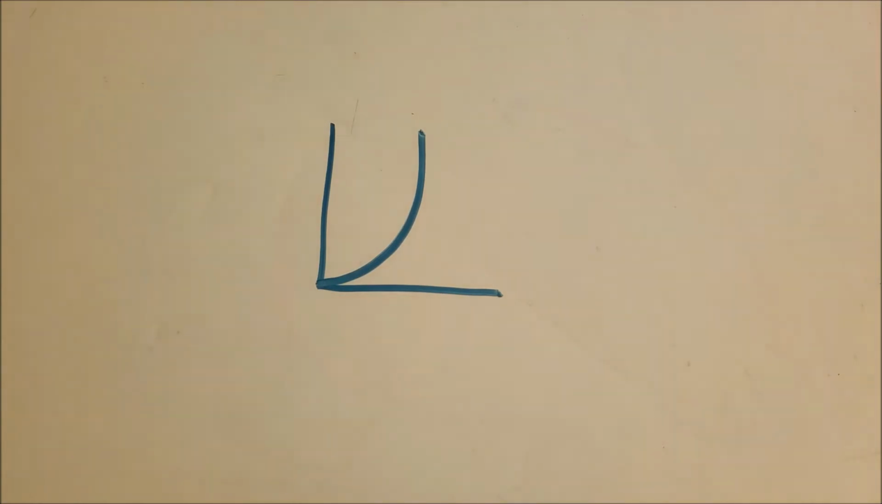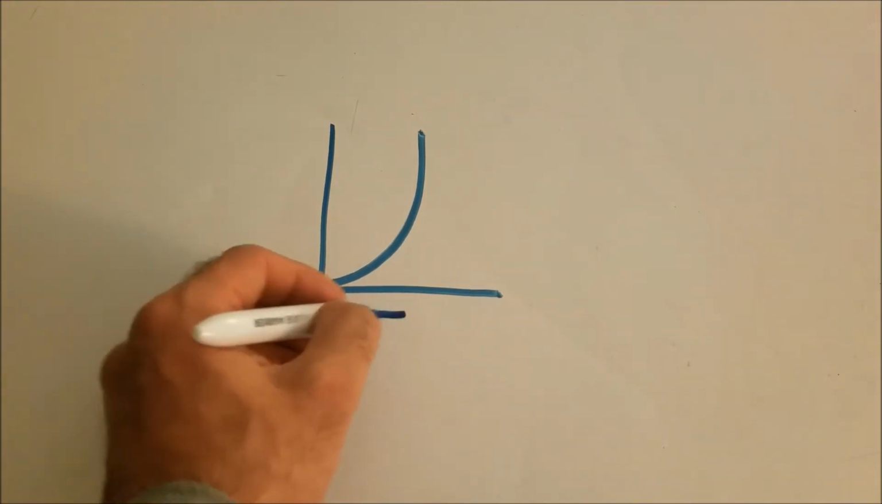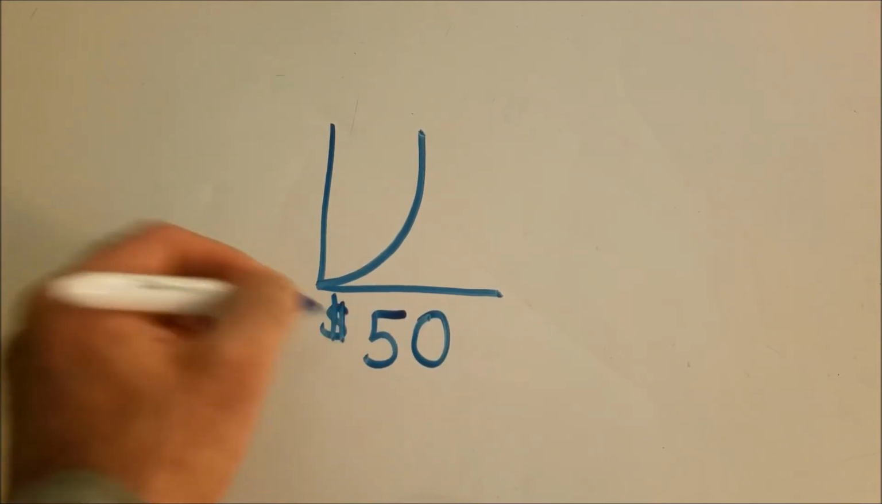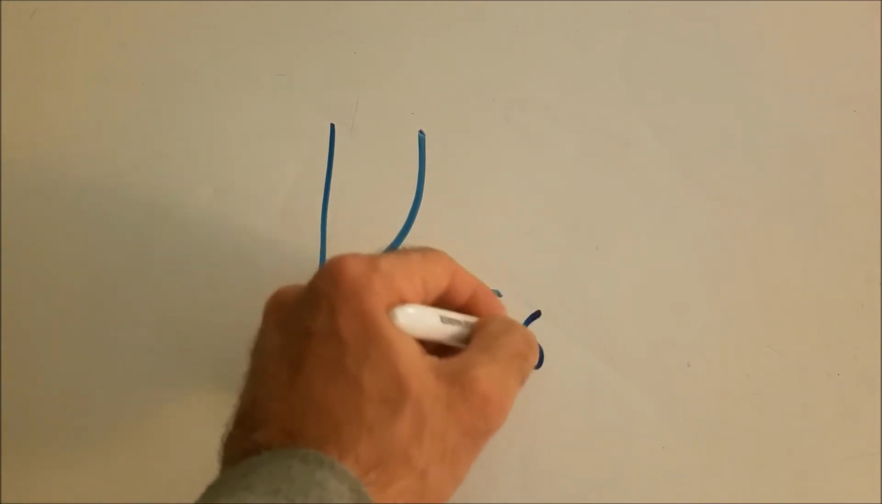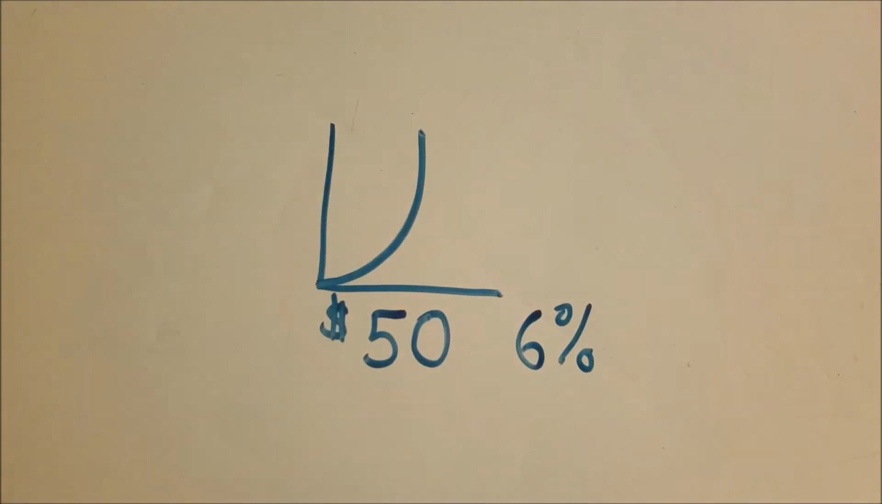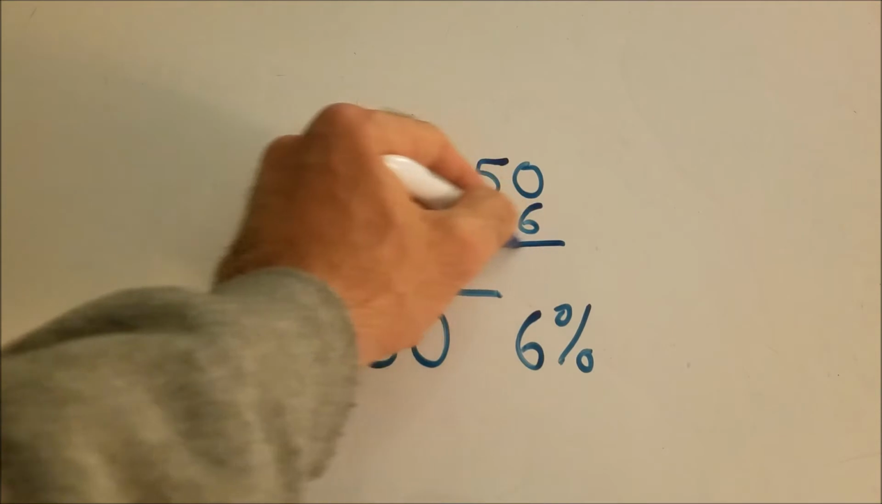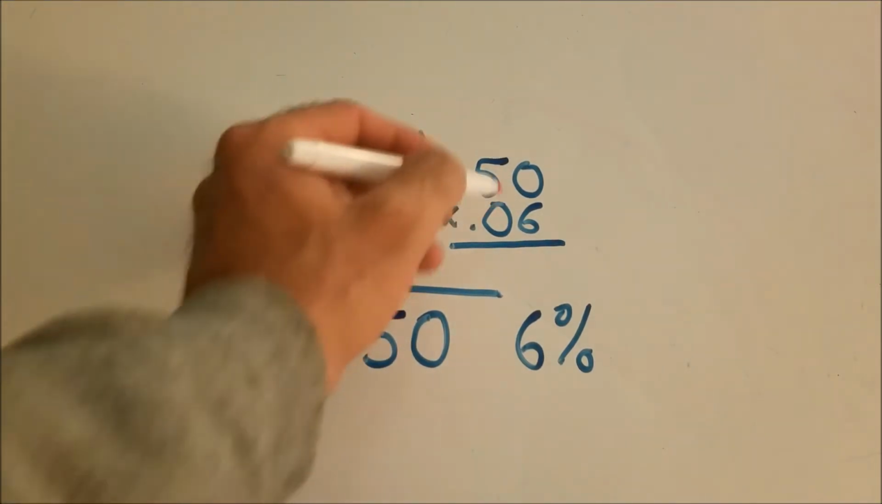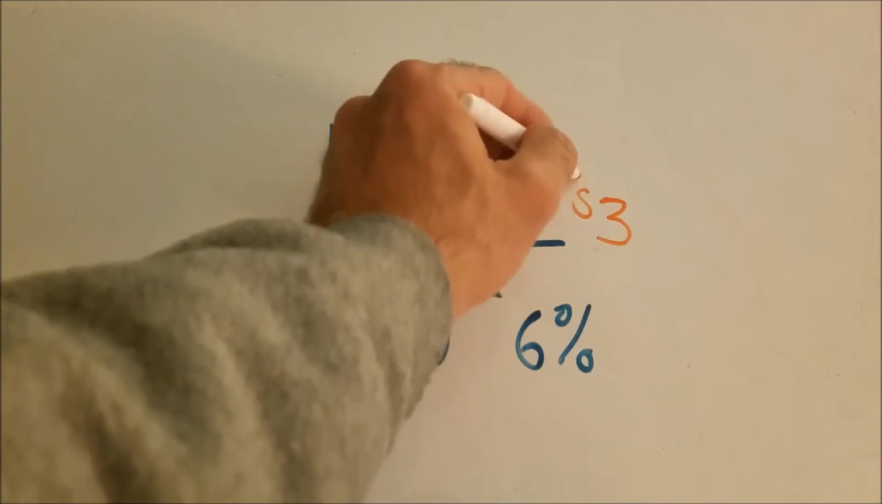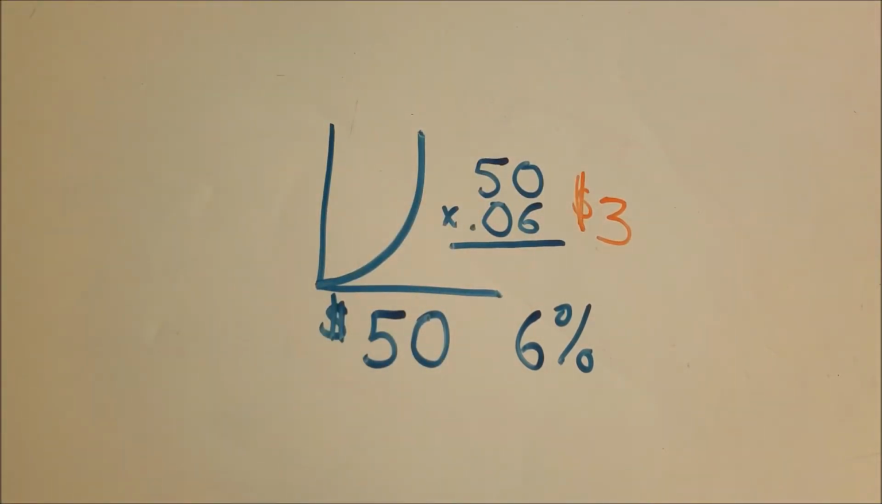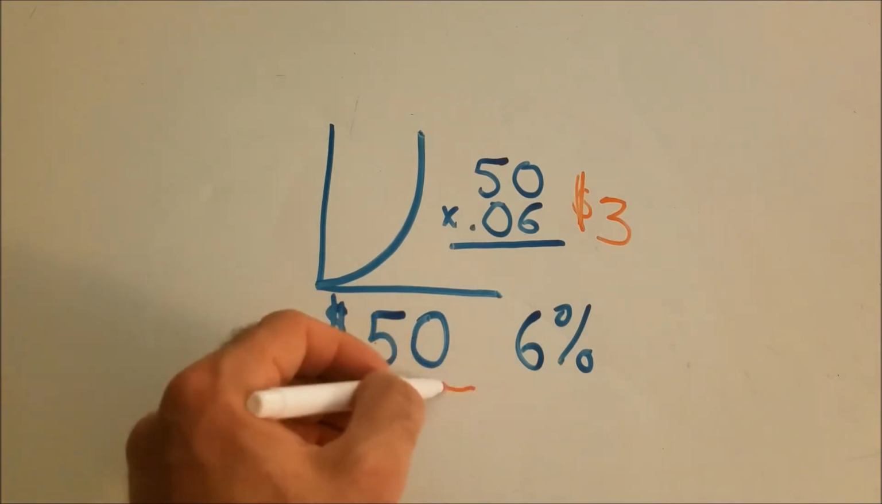So let's say, for example, you invested $50, and the rate was, let's say, 6%. So if you want to find out how much you have, you've got to do 50 times 0.06. So 50 times 0.06 is $3. So at 6%, the interest would be $3. You made $3. But you started with 50, so $53 would be your new value. $53. Put that there.